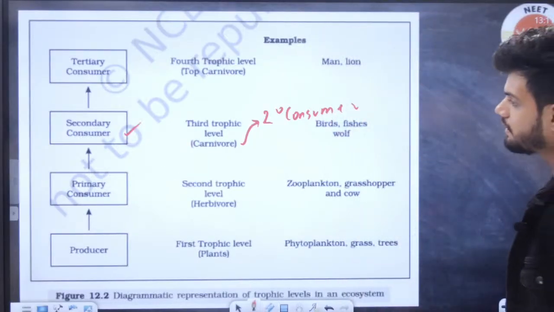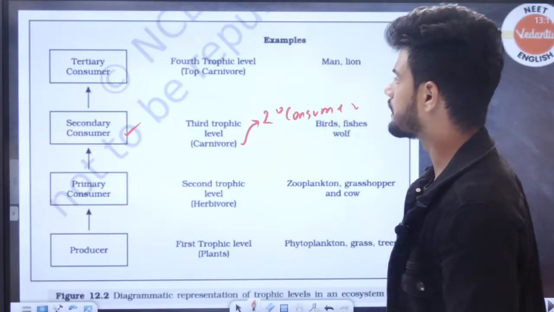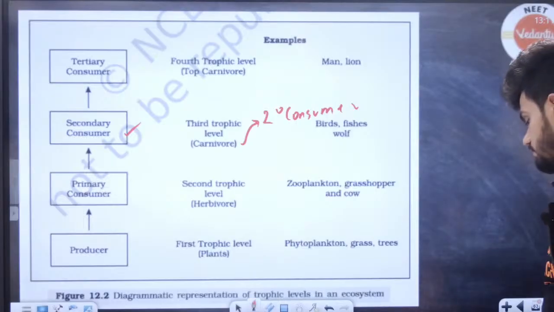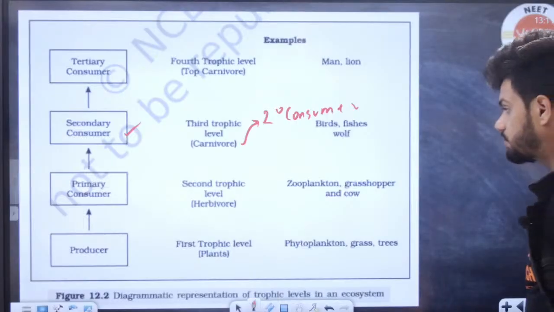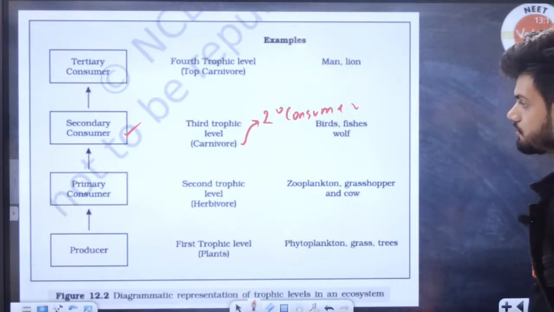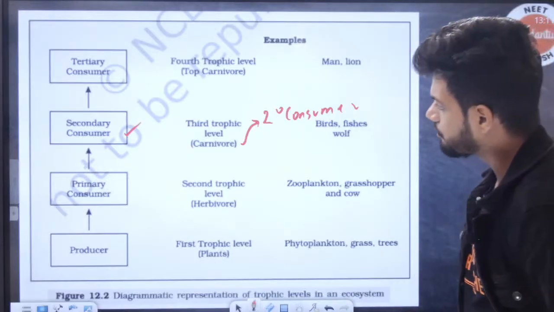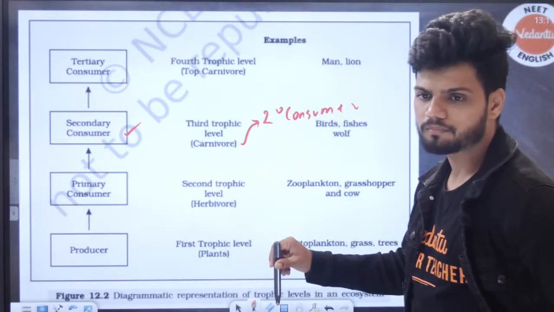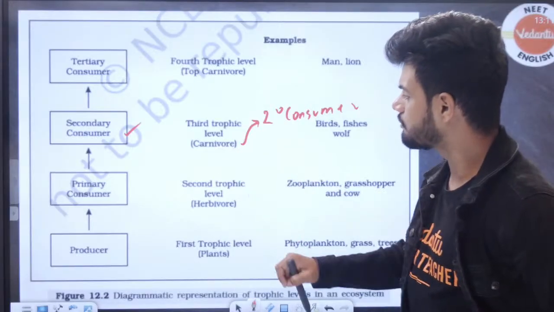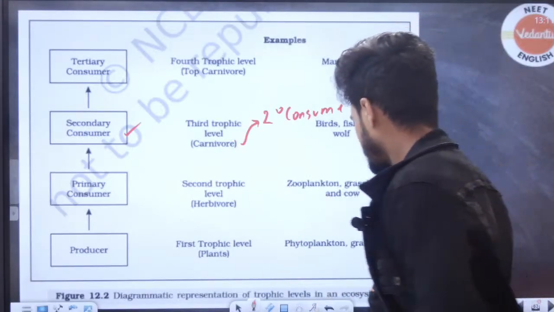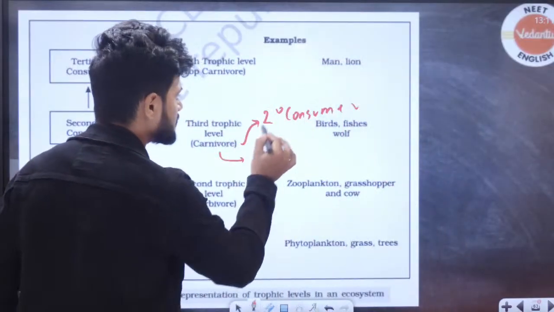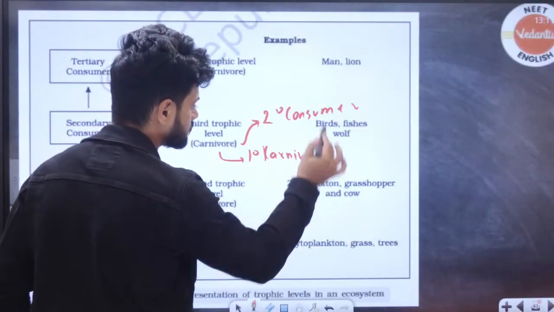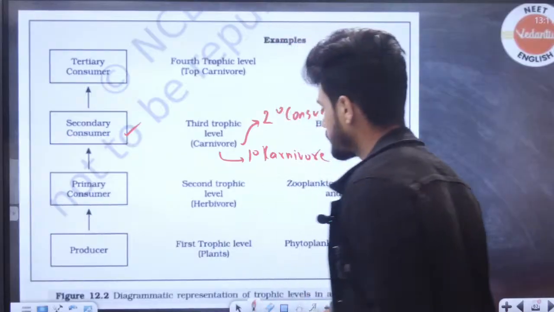Which trophic level? First, second, third trophic level. Secondary consumer, third trophic level. Okay. Now tell me, which type of carnivore is it? Is it the primary carnivore or secondary carnivore? This is a primary carnivore. Secondary consumer, primary carnivore.